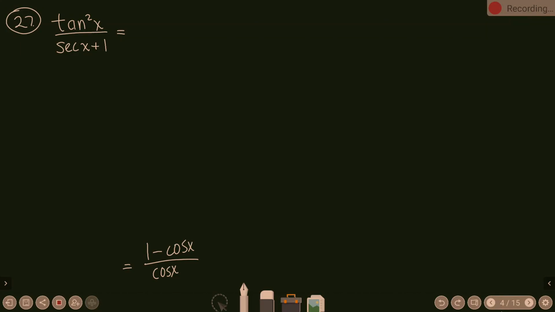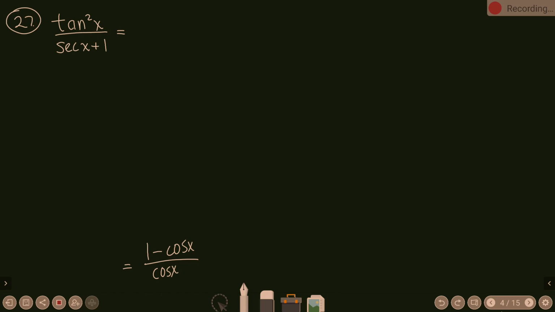27. Tan squared x over secant x plus 1 over, and we're trying to make that left equal the right, 1 minus cosine x over cosine x. Okay. As you look at the start, what do you see? The Pythagorean identity. That's what I did for the top. I would see a Pythagorean identity here.